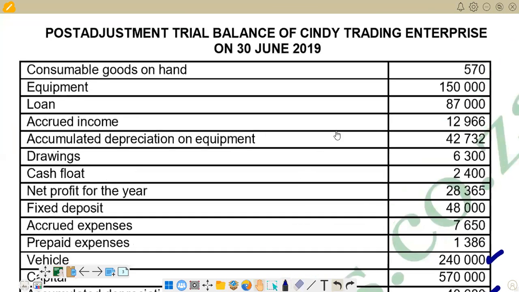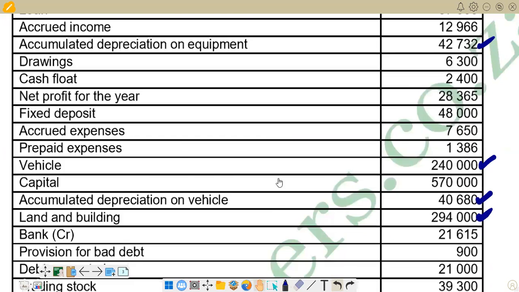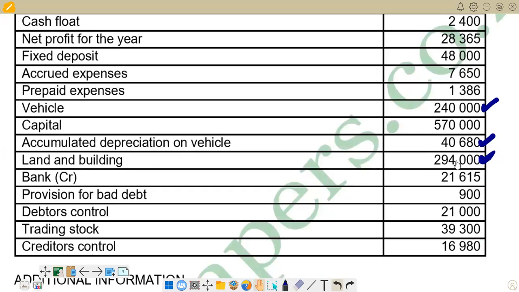Then the other non-current asset that we have is equipment. On equipment, we are going to take this as our gross carrying value, the cost, and then the accumulated depreciation on equipment this year, 42,732. So we are just going to input these figures. Then for land and buildings, remember land and buildings does not depreciate. So this 294,000 is just going to be the carrying value at the end. So we are just going to put those figures.